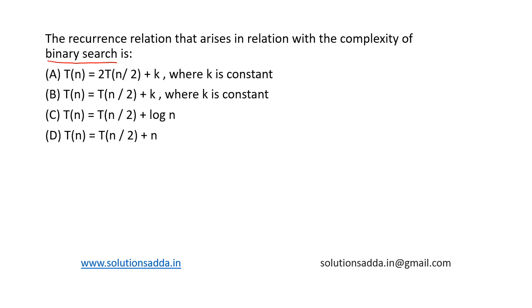So in effect, in binary search, we are recursively dividing the array into two halves, but then we are effectively searching only on one half of the array. So based on this, we are dividing the array of size n into n by 2, then k comparisons, where k is a constant. So option B, T of n equal to T of n by 2 plus k, where k is a constant, is the correct answer.